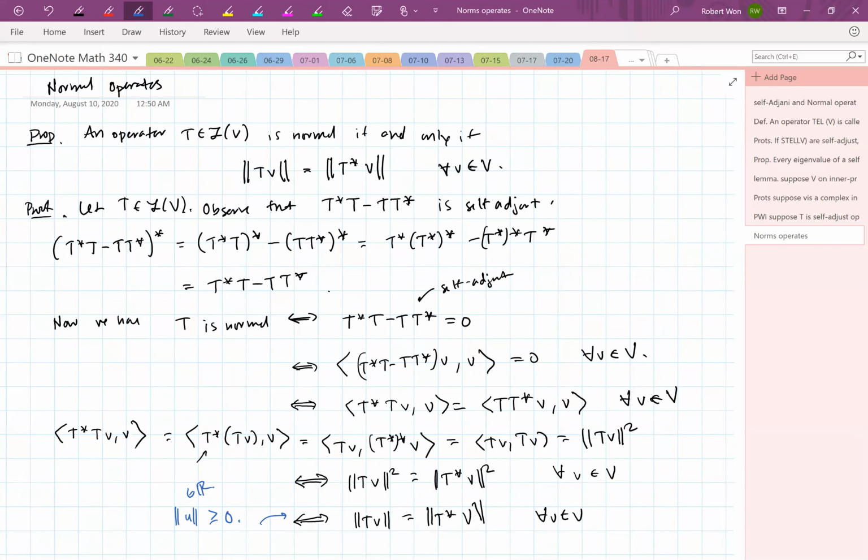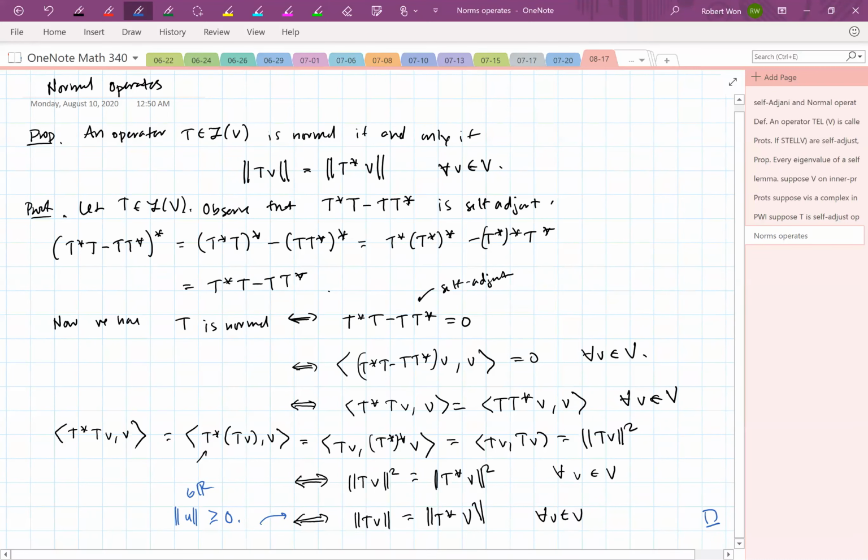Okay, so the idea that we're trying to get across here is that normal operators are very closely related to their adjoints somehow. Geometrically, a normal operator and its adjoint will always send a vector to vectors of the same norm. And in fact, that's a property that characterizes all of the normal operators. Okay, so it seems kind of mysterious.